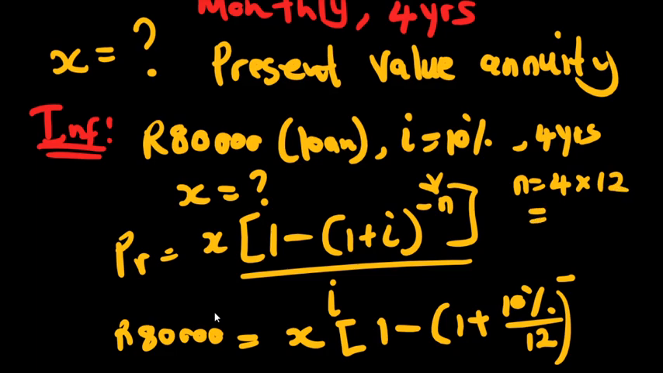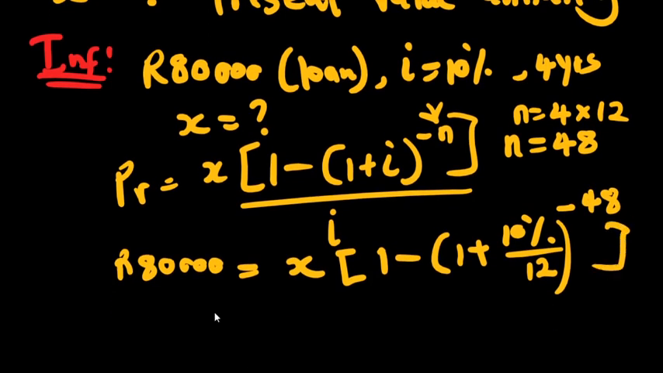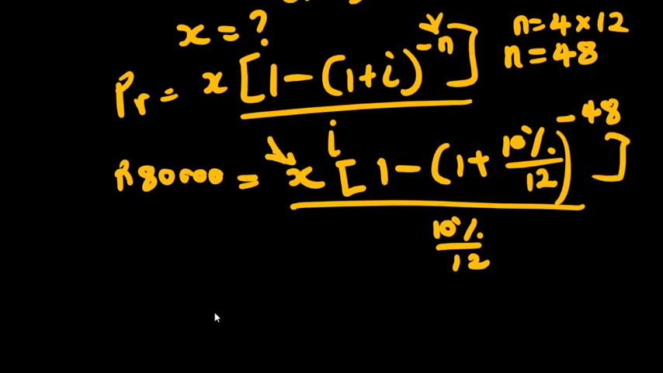You can punch that through in your calculator. I know you know it by heart, but don't do that to yourself. Just punch it through on your calculator and you get 48. So it's going to be 48 payments. And then you divide by your interest rate of 10% over 12. So the whole aim is to find the monthly payment, this x here. So we're just going to cross multiply first.